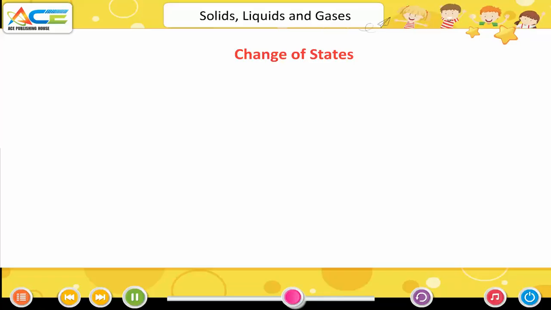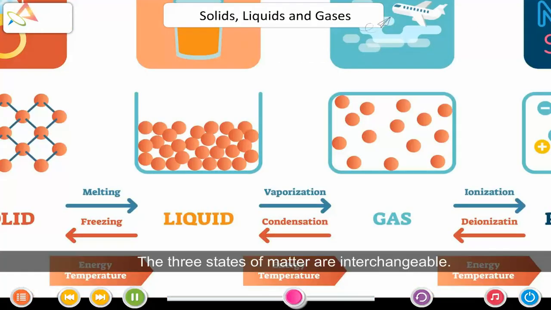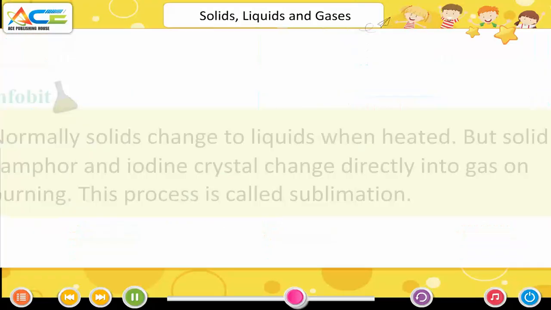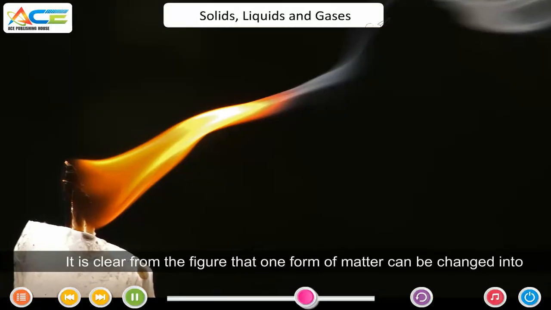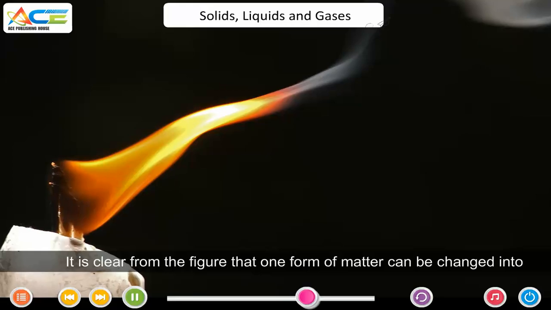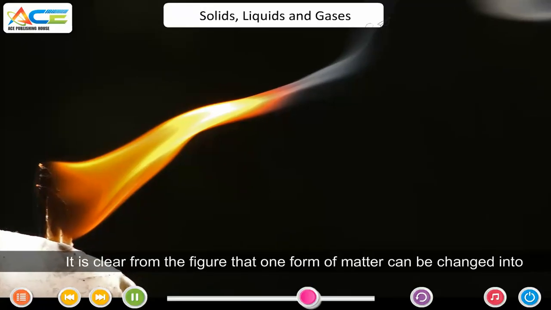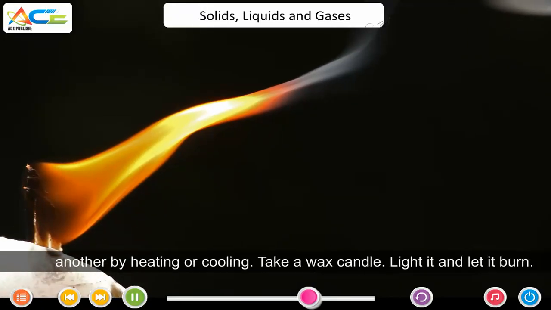Change of states. The 3 states of matter are interchangeable. Normally, solids change to liquids when heated, but solids like camphor and iodine crystal change directly into gas on burning. This process is called sublimation. It is clear from the figure that one form of matter can be changed into another by heating or cooling.